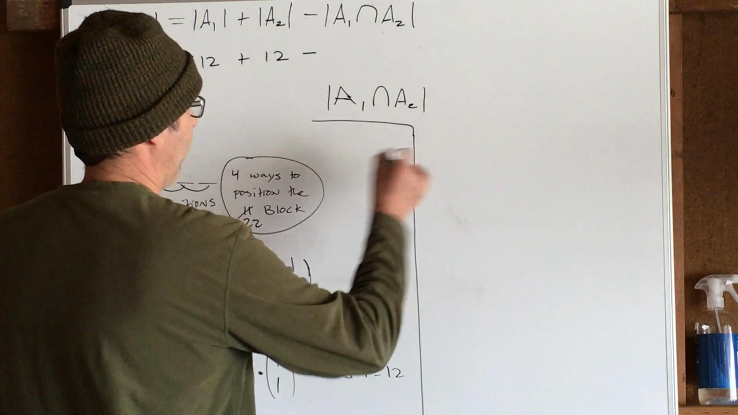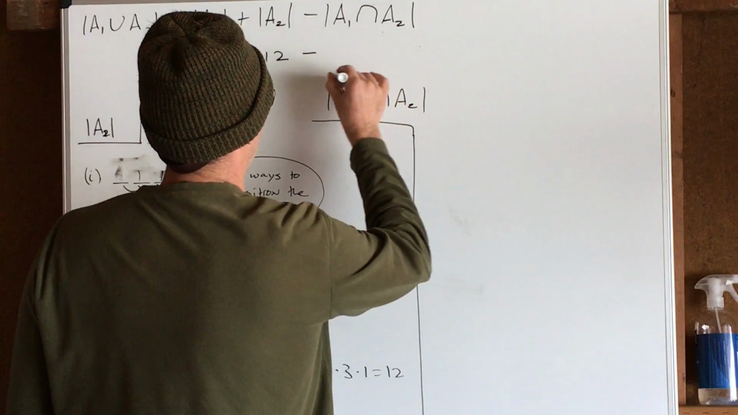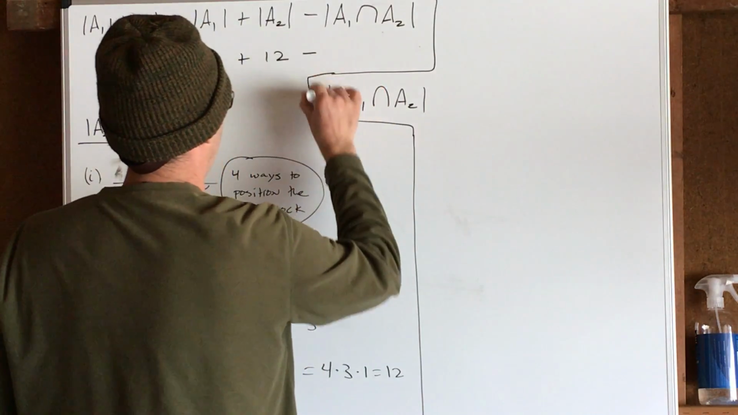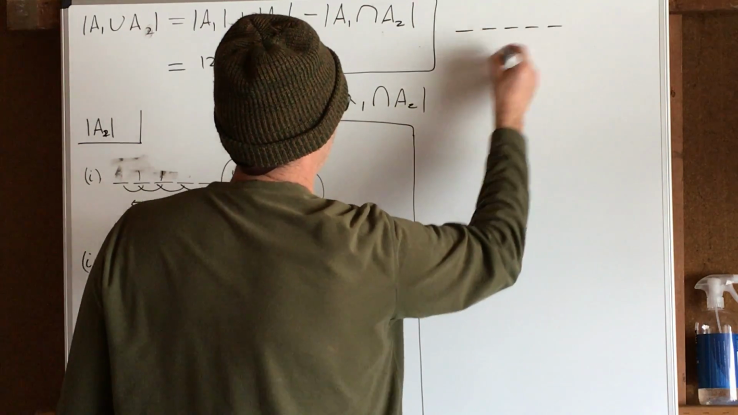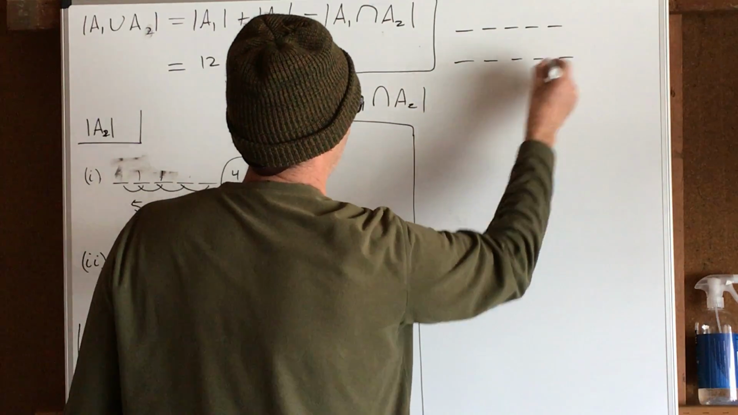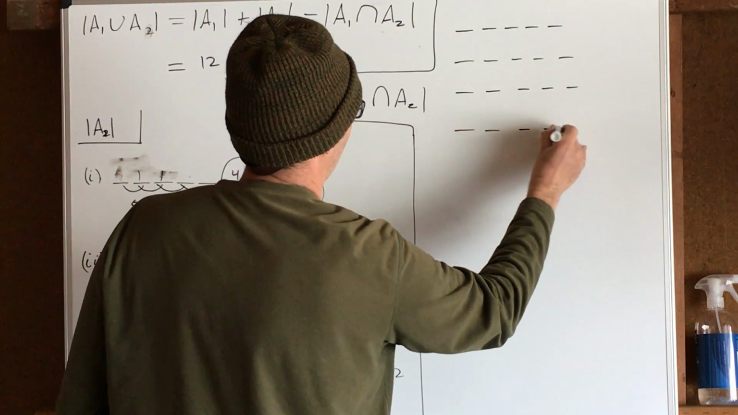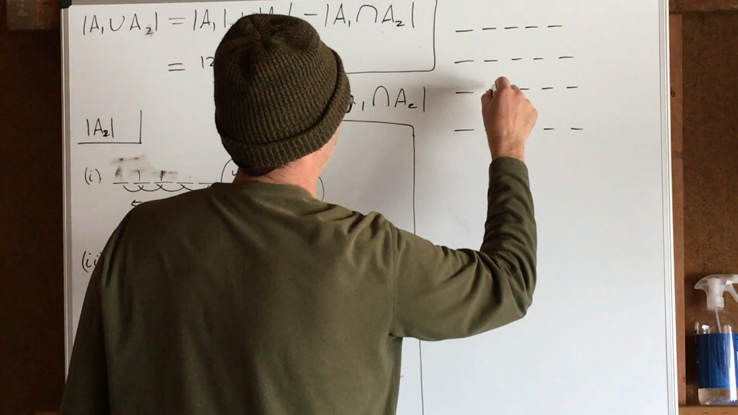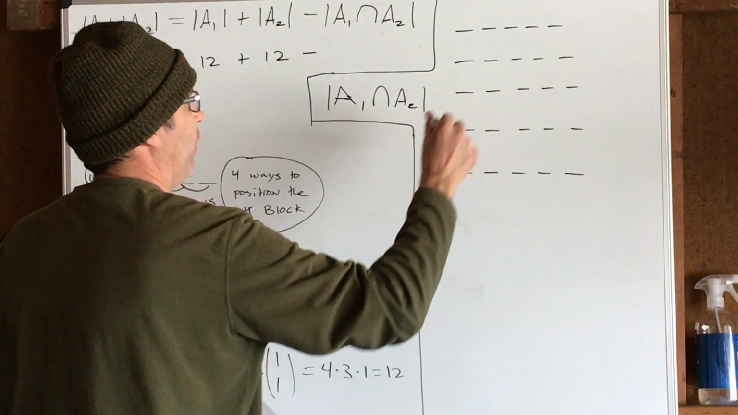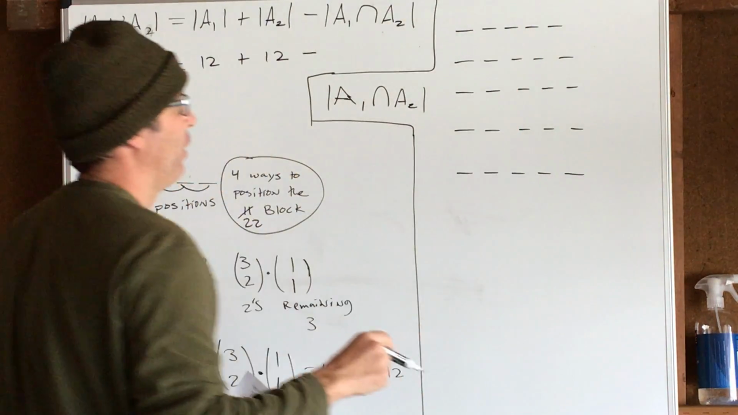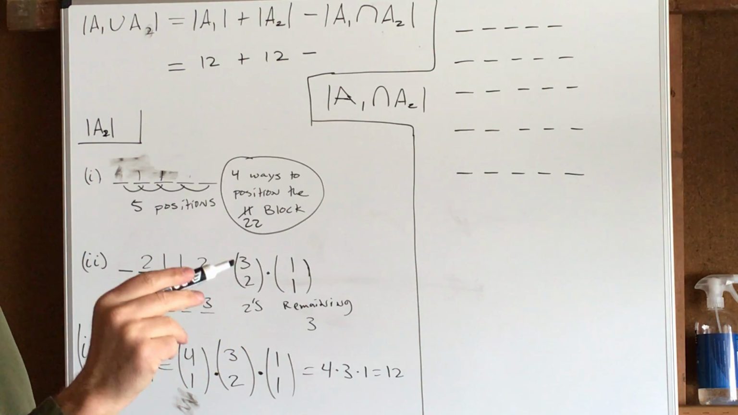All right, so first thing to do, let me give yourself some more room here, is you've got 1 2 3 4 5, 1 2 3 4 5, 1 2 3 4 5, 1 2 3 4 5, and then 1 2 3 4 5. Okay, so here now I'm going to think about where could I possibly put that 3? Right, where could the 3 possibly go?